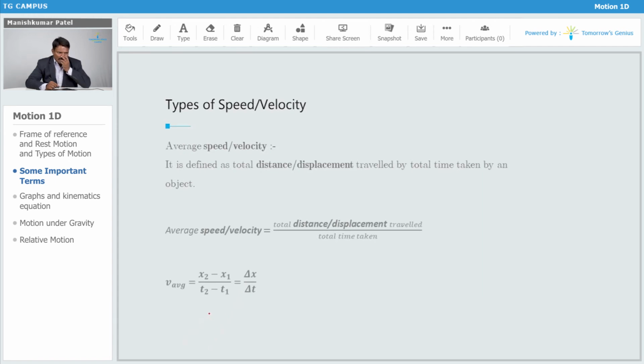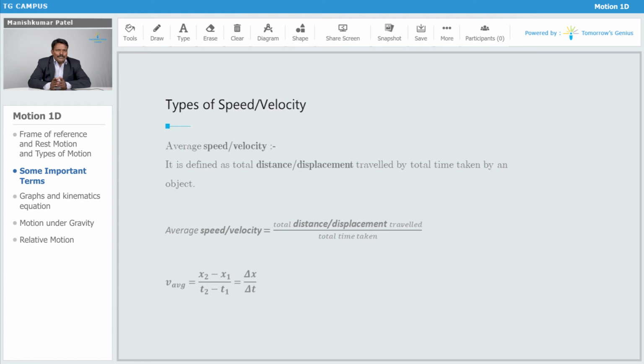Now, what do you mean by average speed? You have to take the average of your entire journey. So simply, the total distance or displacement during your entire journey upon your total time taken. That is how we can find the average speed or average velocity.